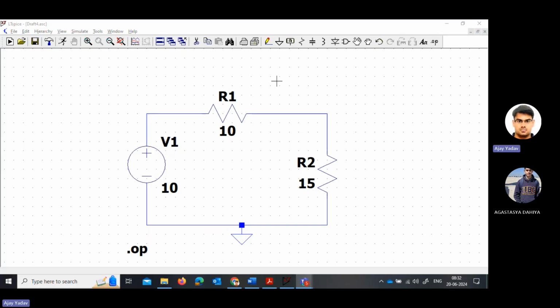Today we are going to do two experiments. One is the maximum power transfer theorem, and another is the transient response of a series RC circuit. So these two experiments are there. Please open LTSPICE at your end.